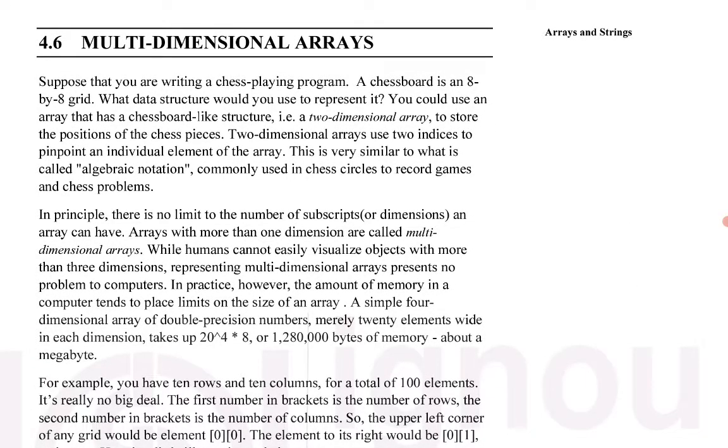Multi-dimensional arrays. Basically arrays are of two types. The first type is called a one-dimensional array, or single dimensional array, and the second type is called a two-dimensional array, or a matrix.